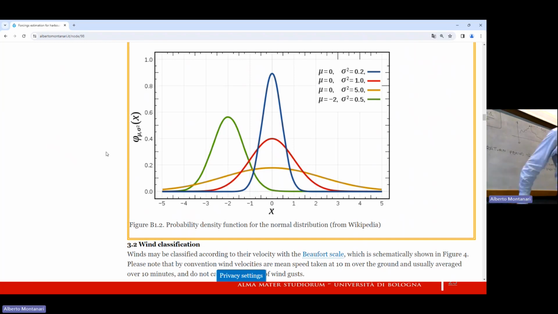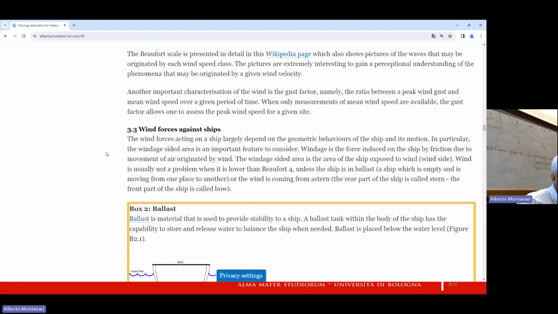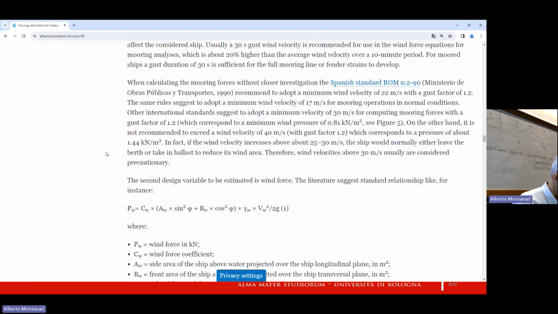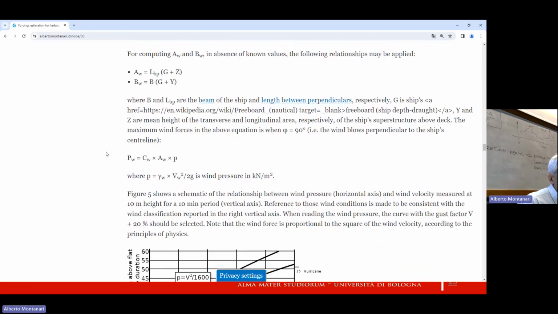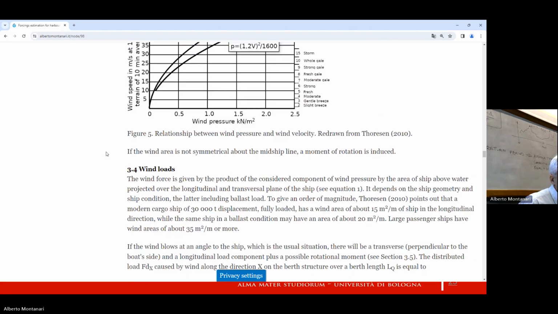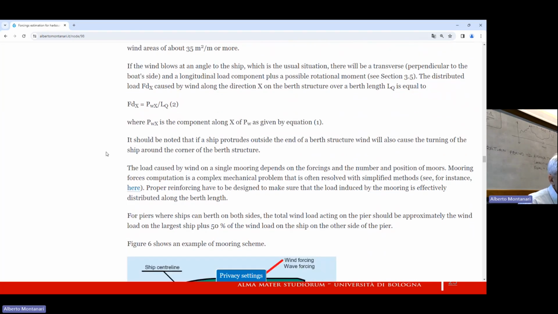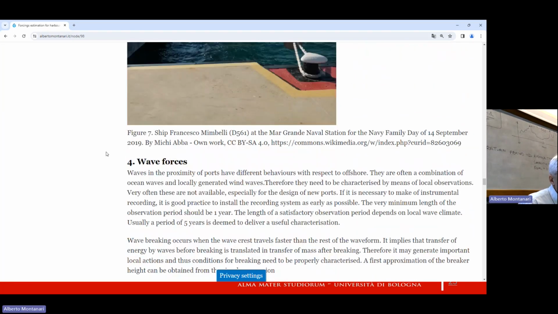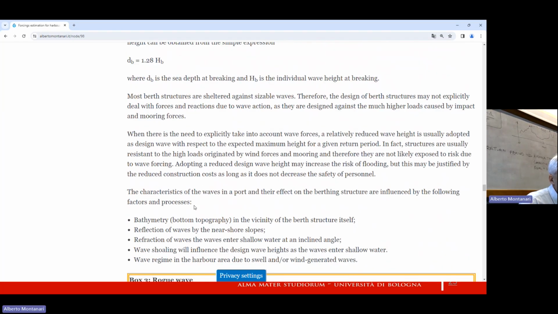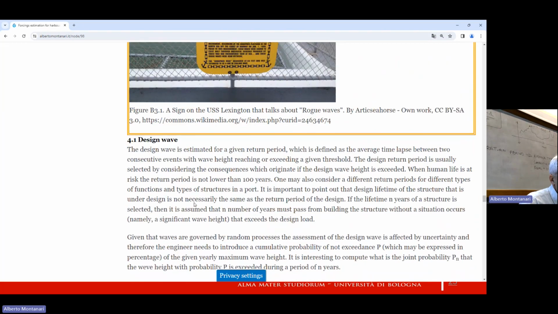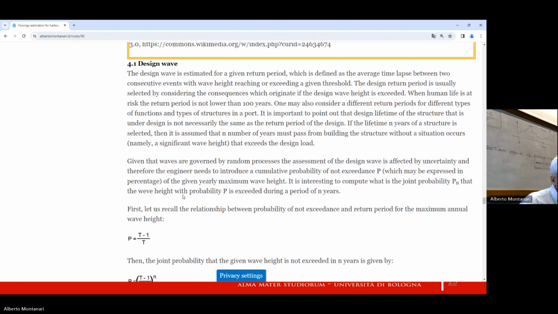Okay, at this stage, we can move to wind loads, to wave forces. We have less than 1 hour. And you see here, let me move forward a little bit, what we are talking about now.